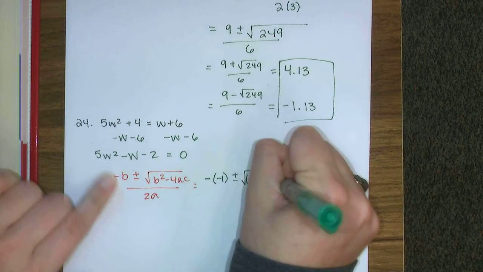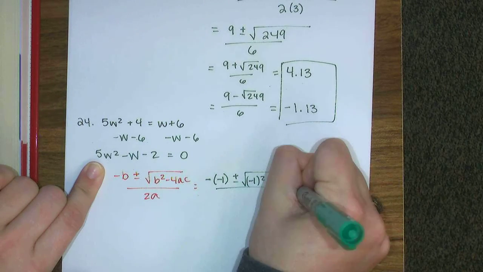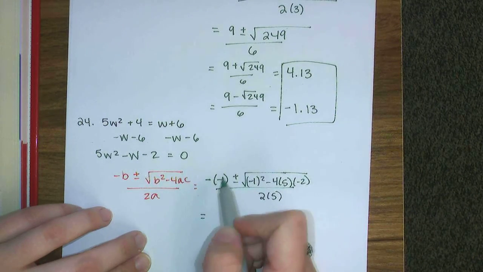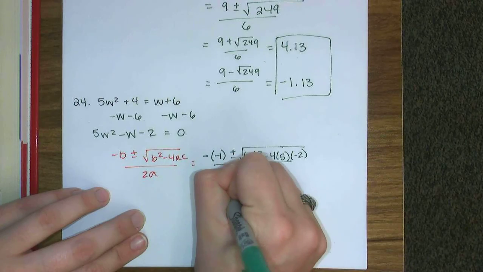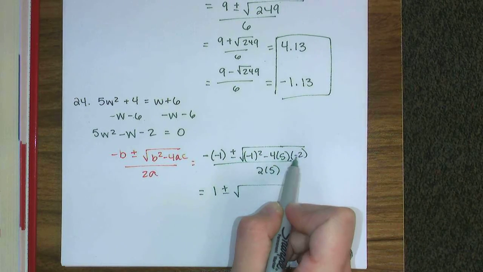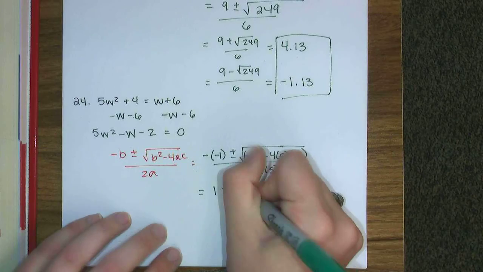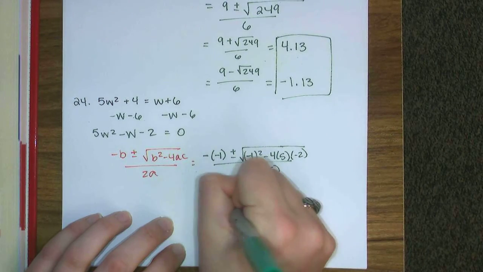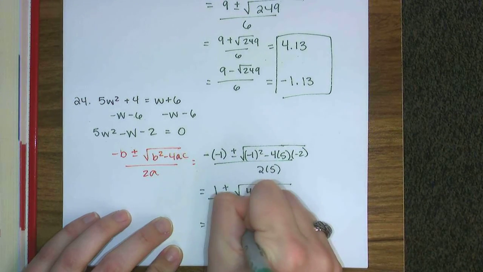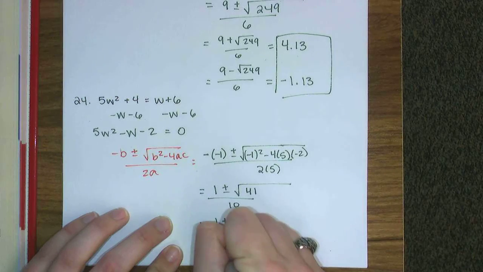So this is positive 1 plus or minus the square root of, well, that's 1. Let's see, 4 times 5 is 20, times 2 is 40. It's positive. So the square root of 41, all over 10. So 1 plus the square root of 41 over 10, and 1 minus the square root of 41 over 10. So this first one, 0.74.